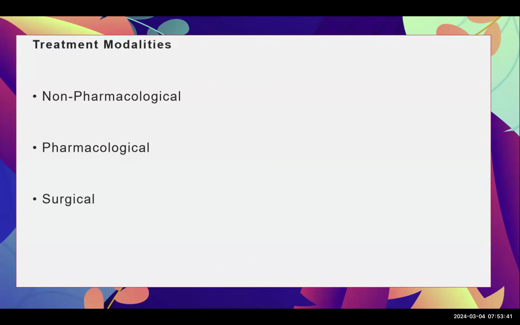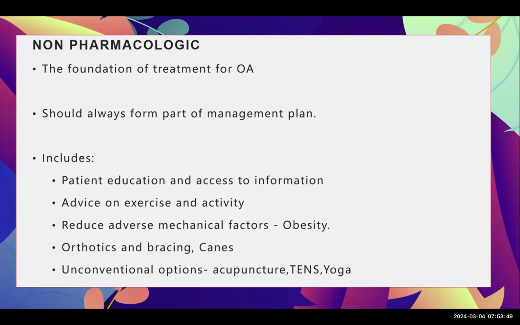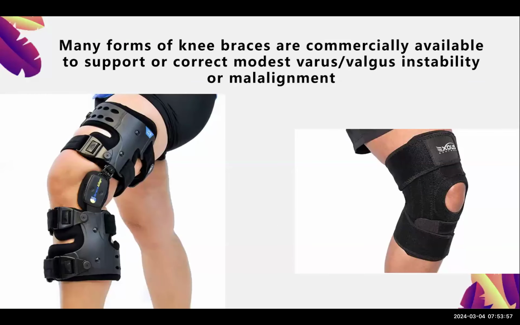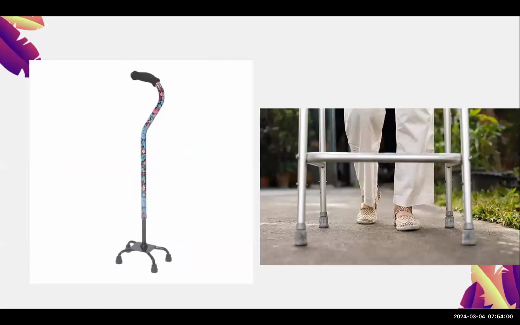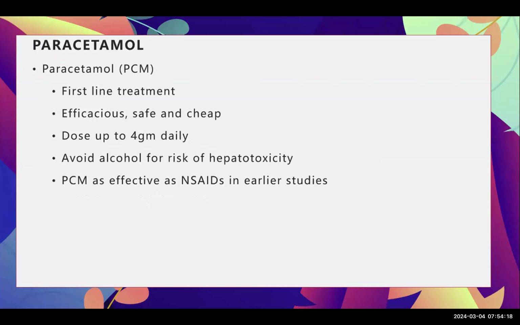The management basically is multidisciplinary. However, it's divided into non-pharmacological, pharmacological, and surgical. For that, the patient will have to reduce weight and be advised on exercise and activity. Patient will do well on orthotics, bracing, and canes to help in movement. This is a diagram of some of the knee braces commercially available, and some of the walkers available. Pharmacologically, patients will benefit from topical agents, and can also benefit from oral analgesics, intraarticular injections, and anti-OA drugs.